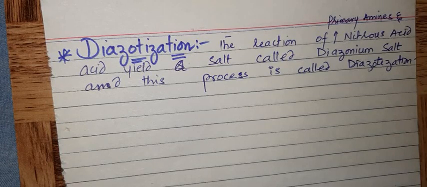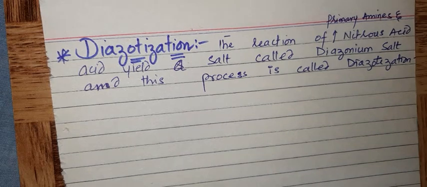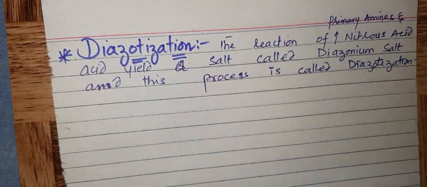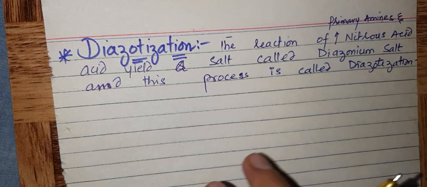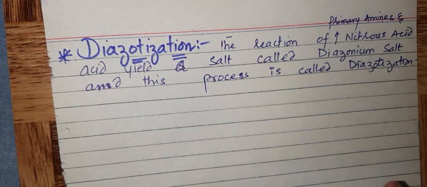Hi guys, the topic of discussion for today is diazotization. It is the reaction of primary amines with nitrous acid, as a result of which we get diazonium salt. This whole process is called diazotization. In this lecture, we are going to discuss the reaction of primary amine and nitrous acid.